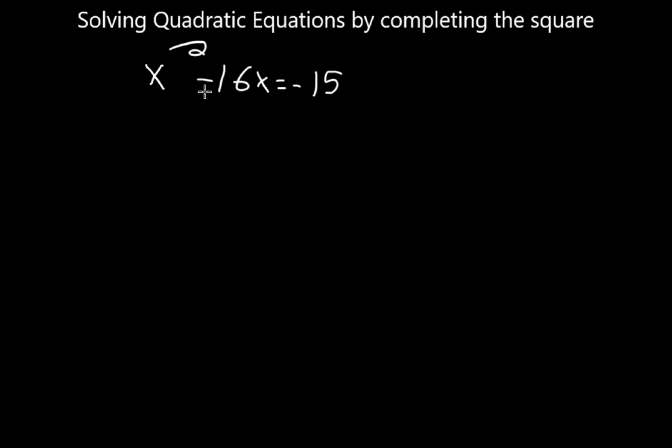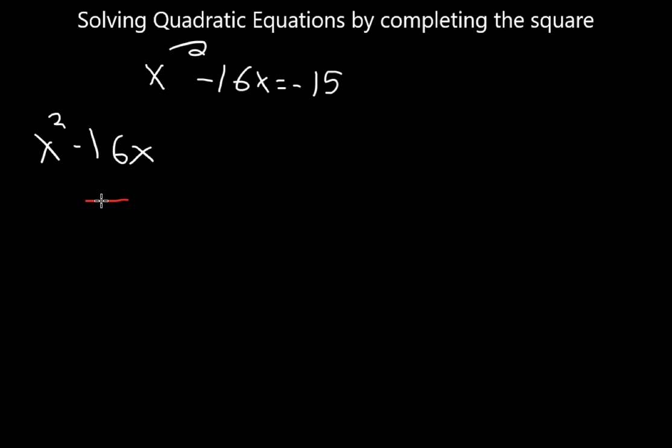And the way we're going to do it is by completing the square. What I mean by that is we're going to complete the square on this side where we have the x squared and the term with x in it. So let's remember back to last time, if we had x squared minus 16x, how are we going to complete that square? Well, let's draw our picture again to remind us.